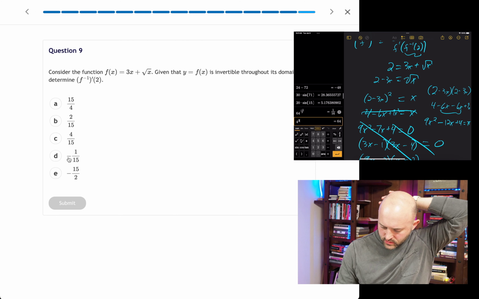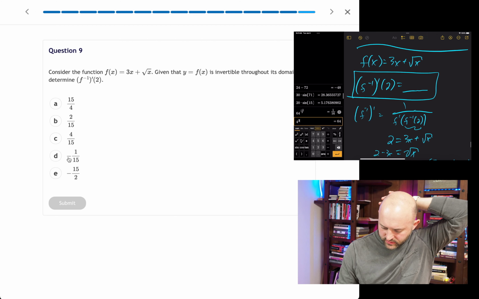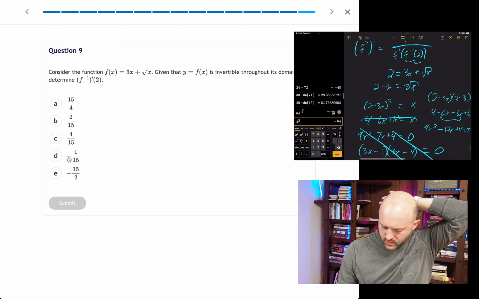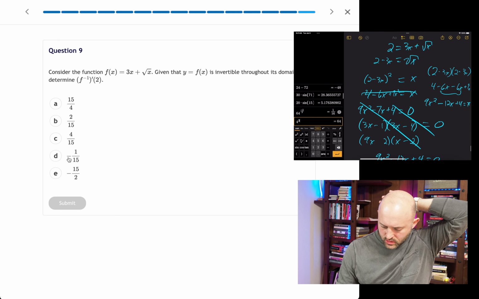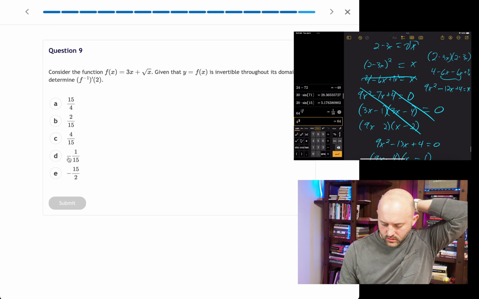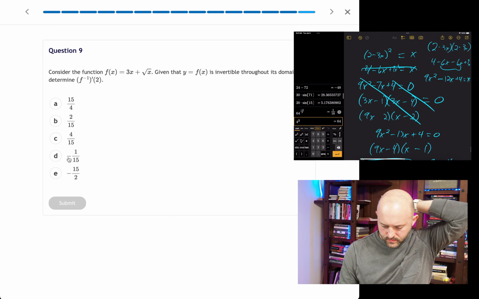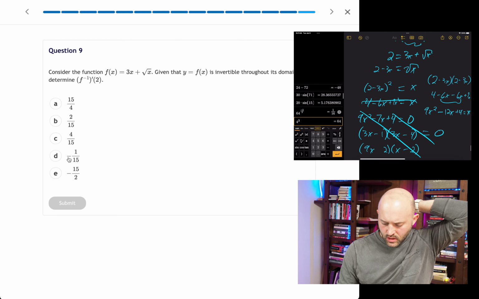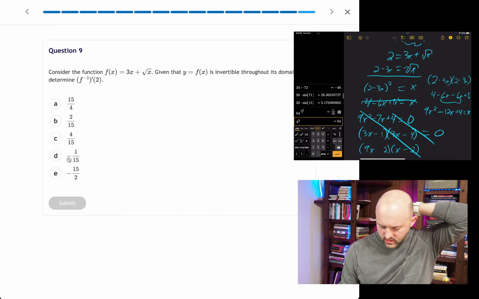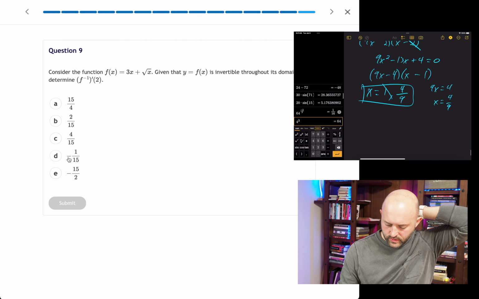What does this mean? When does this equal 2? When does f of x equal 2? 2 minus 3x is the square root of x. Square it. Oh, let's check on this one. This could remove a thing. So if this is 1 here, that's 2 minus negative 1 equals negative. Okay, 1's gone. 1 can't be right.